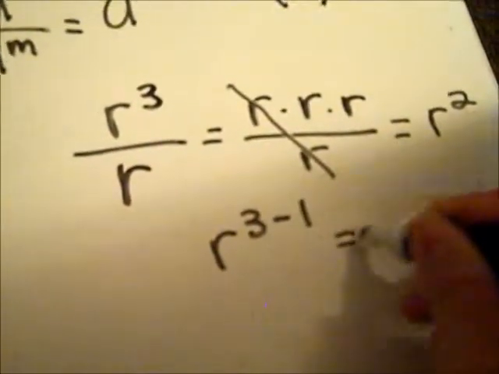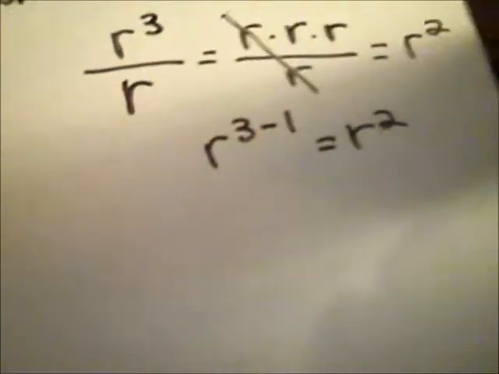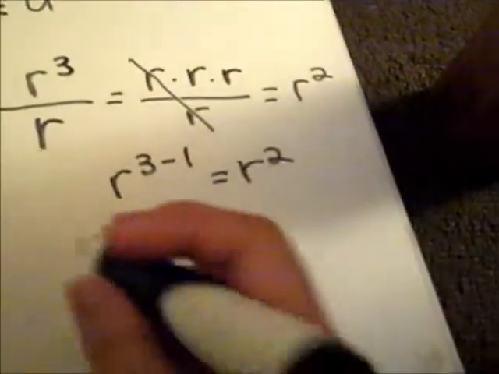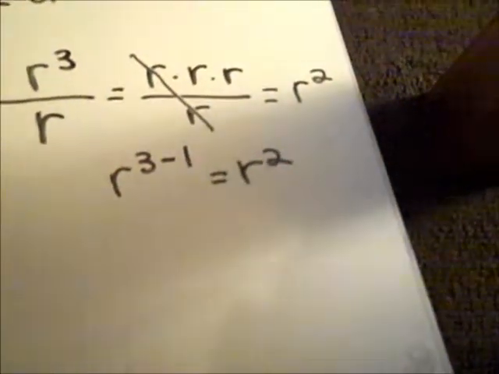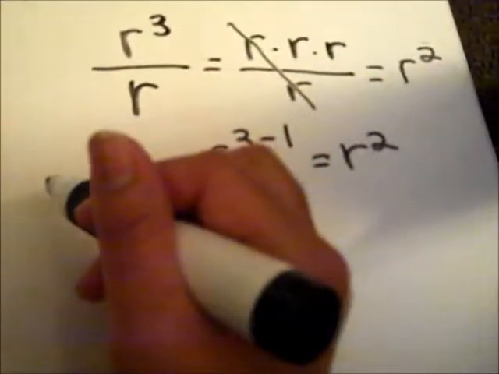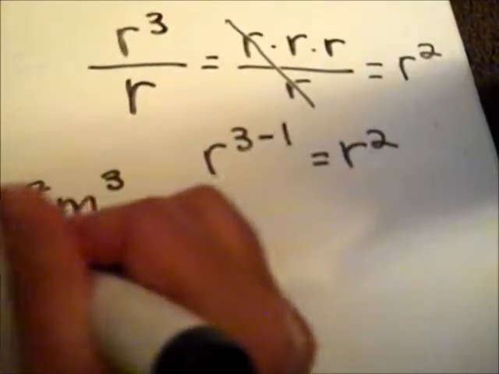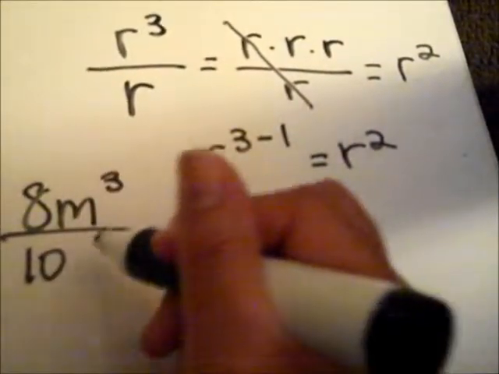Or we can use our rule. We can use the rule of r to the 3 minus 1, which is r squared. So remember, when you're dividing exponents, we just subtract now. When we were multiplying them, we added. Now we're dividing, so we subtract. Okay, let's do another example.